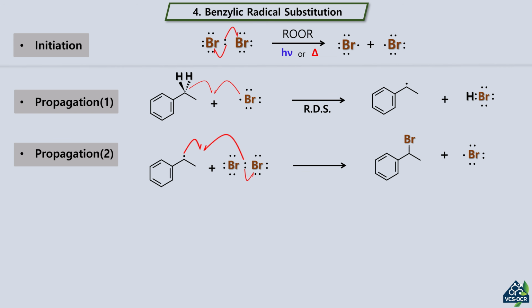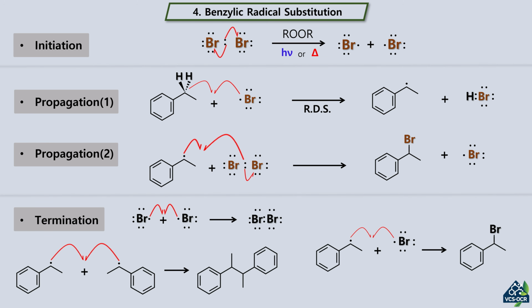In the second propagation step, this benzylic radical abstracts a halogen atom from another halogen molecule, delivering the benzylic halide product and regenerating the halogen radical to fuel the cycle. Termination occurs when the active radicals pair up and destroy the radical chain. This includes the recombination of two halogen radicals, the coupling between a halogen radical and the benzylic radical, or the dimerization of two benzylic radicals.